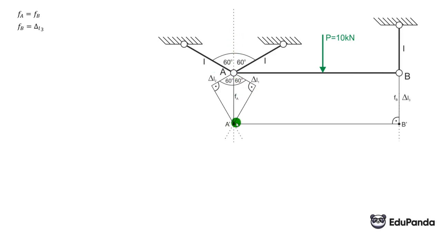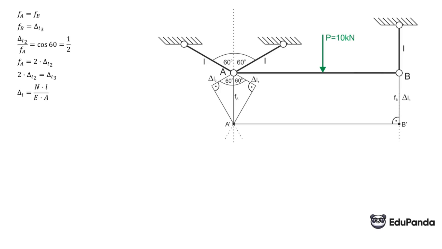And from this right triangle, we can state that delta L2 to F_A is cos 60, and cos 60 is 1/2. And multiplying across, we have that F_A equals 2 times delta L2. So F_A equals F_B, which means 2 times delta L2 equals delta L3. The formula for elongation is the force in the rod times the length of that rod divided by Young's modulus times the cross-sectional area. The force in the second rod, which is N2, we calculated from the equilibrium equations.